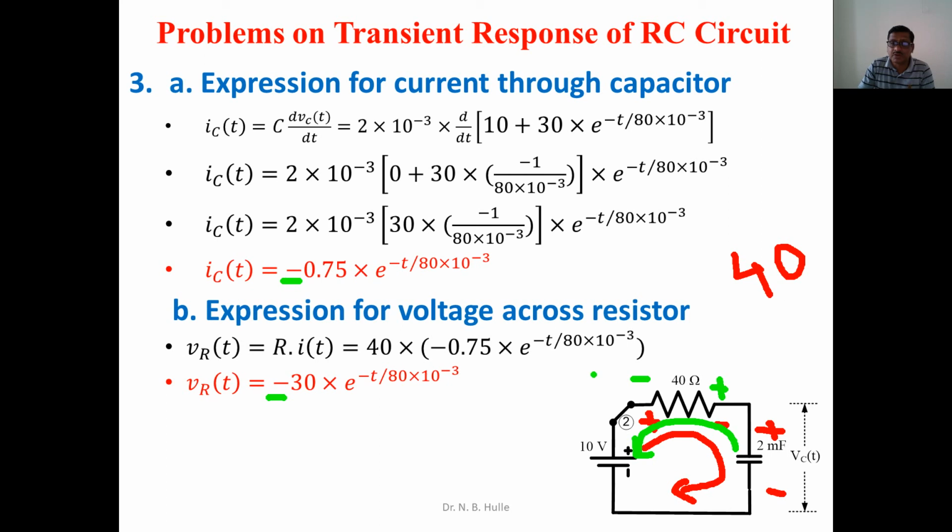And finally, look at the polarities of the voltage developed across the resistor. The previous polarity and the current polarity of the voltage across the resistance are different, or reversed, after switching. That's why this value is coming to be negative.